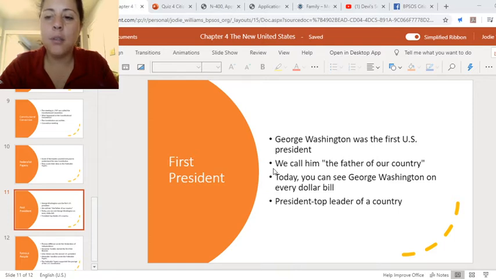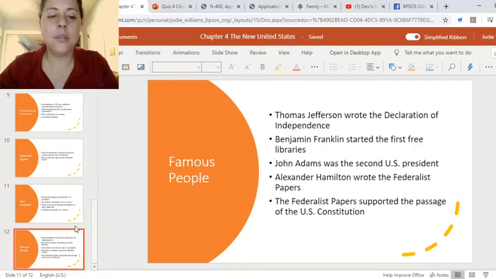Today, you can see George Washington on every dollar bill. What does president mean? Please write your answer in the comments. The answer is top leader of a country.